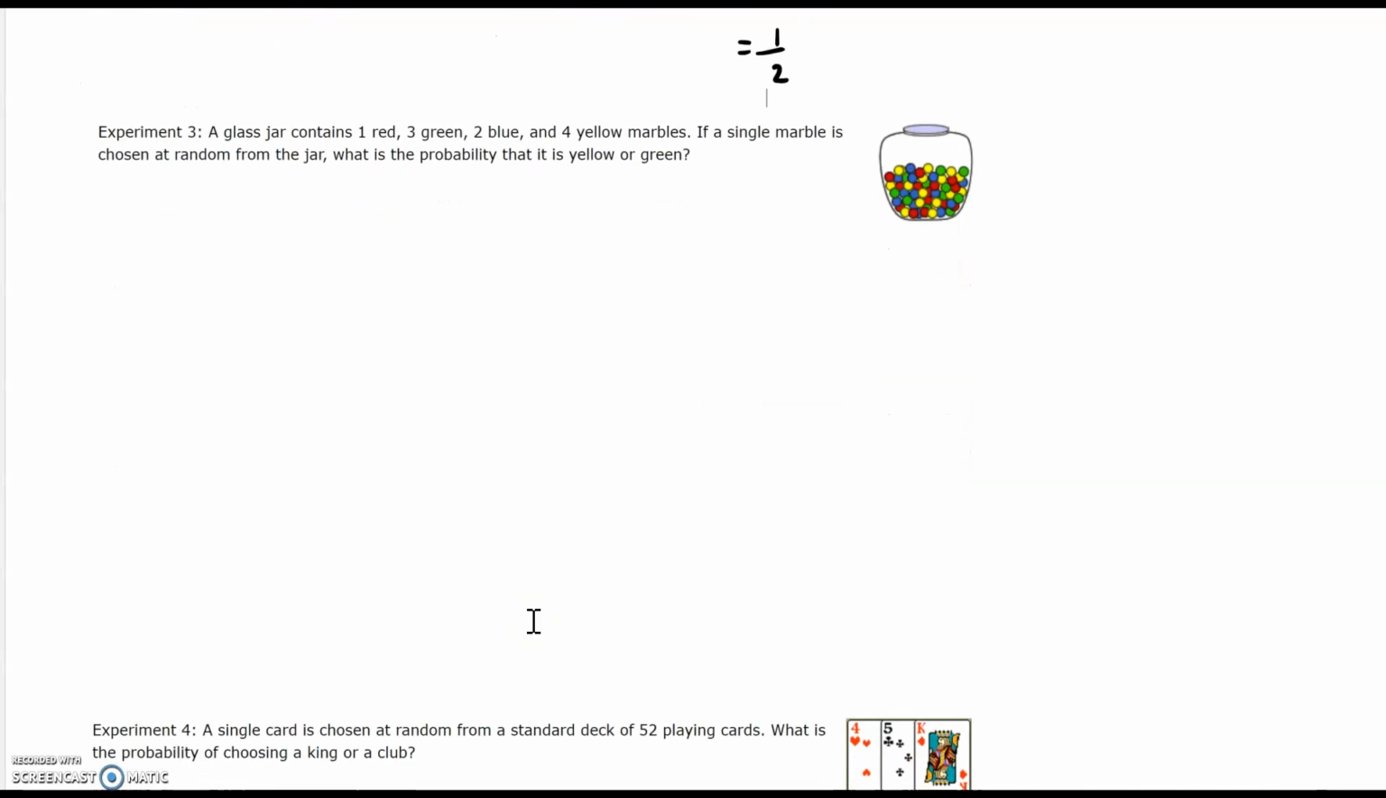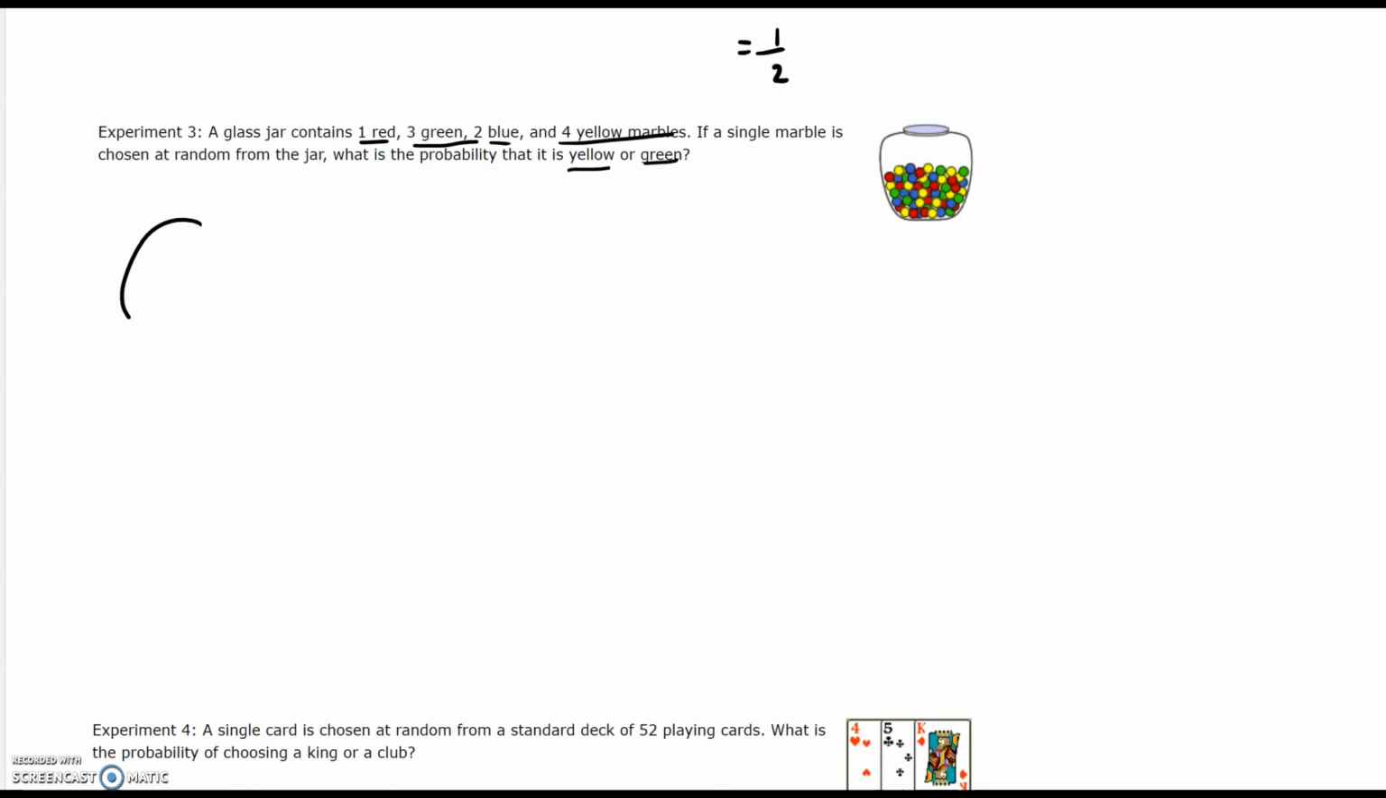Third experiment. So far really easy, and it's still going to be pretty easy for the moment. A glass jar contains 1 red, 3 green, 2 blue, and 4 yellow marbles. So altogether that's 10 marbles. If a single marble is chosen at random from the jar, what is the probability it is yellow or green?